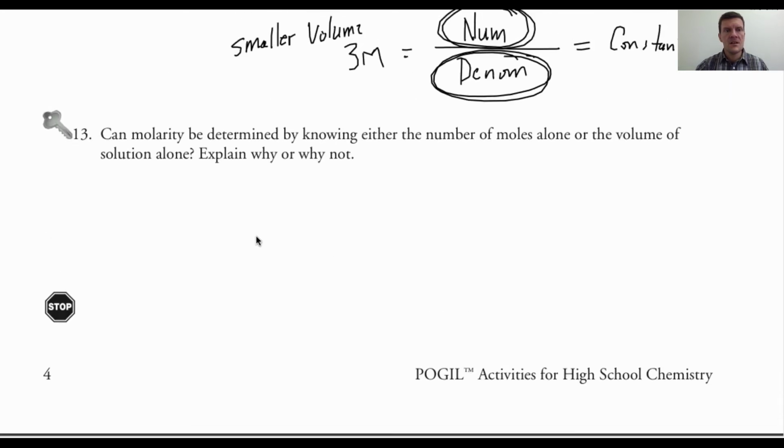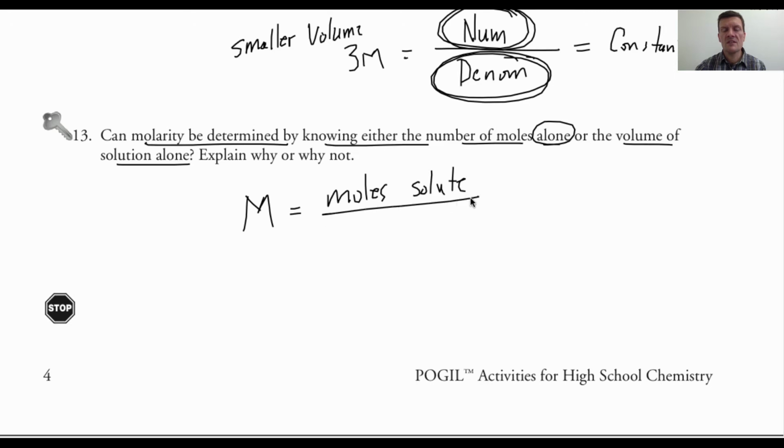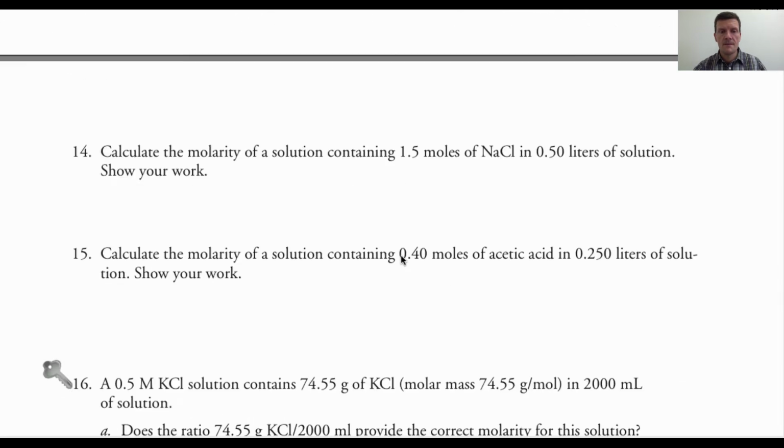Alright. Can molarity be determined by knowing either the number of moles alone or the volume of the solution alone? No, you cannot find molarity just by knowing either the moles or the volume of the solution. You have to know both. By definition, molarity is moles of the solute. Okay? Make sure it's the moles of the solute, not the moles of the solvent, over the liters of the solution, the entire solution.